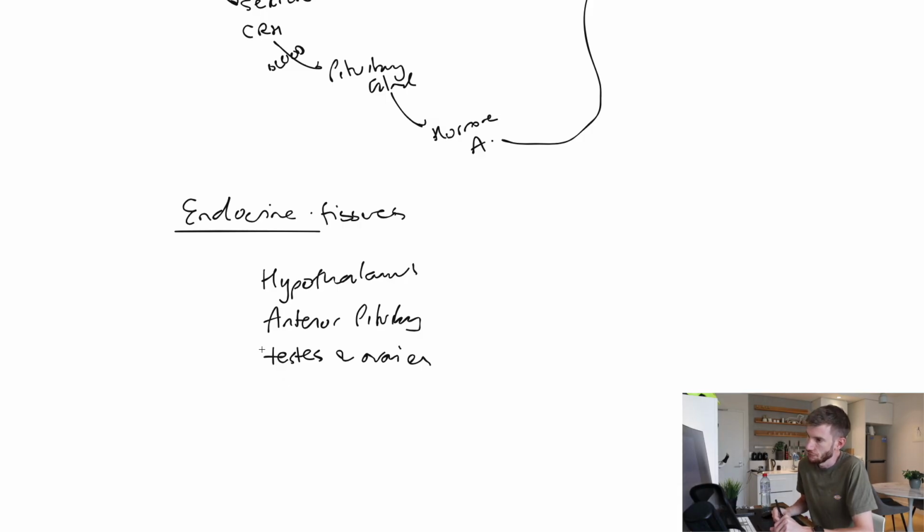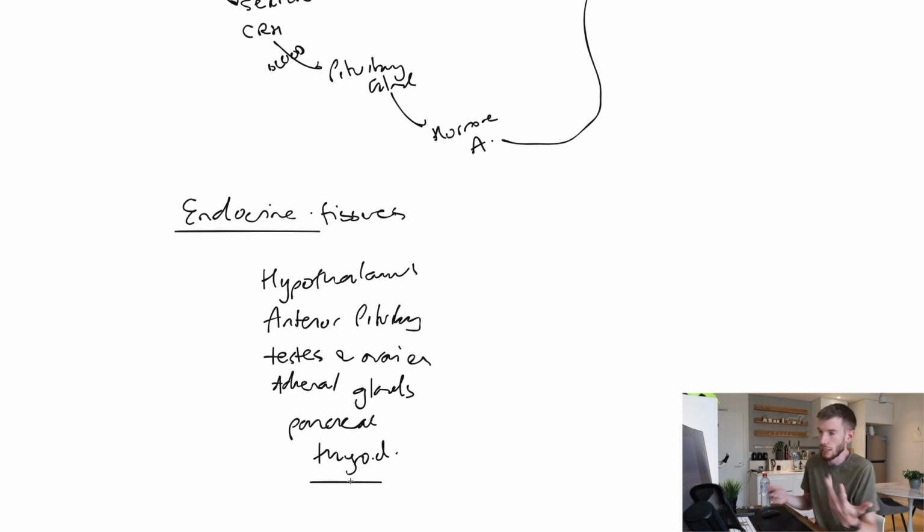Then you've also got, what else is there? Then you've got the adrenals, of course. So the adrenal glands, but you've also got things like the pancreas and the thyroid in the neck and that kind of thing as well. These are all tissues that produce hormones. Again, that's all we really need to know about them. Anything else would be explained in the STEM.